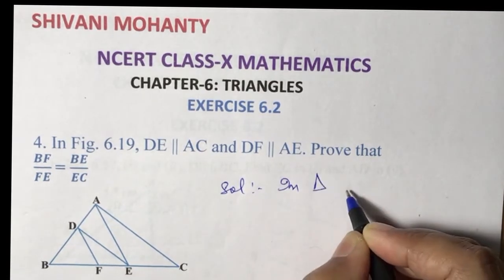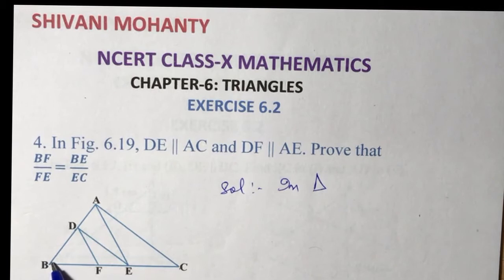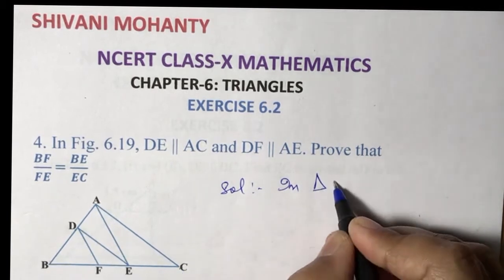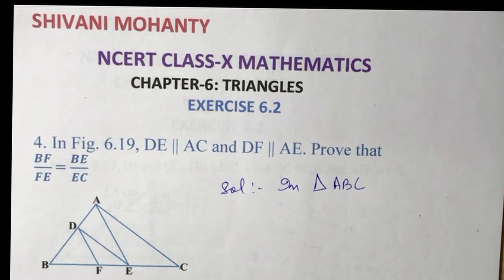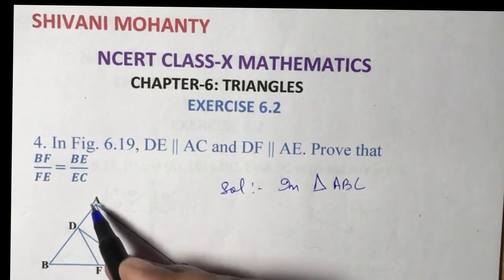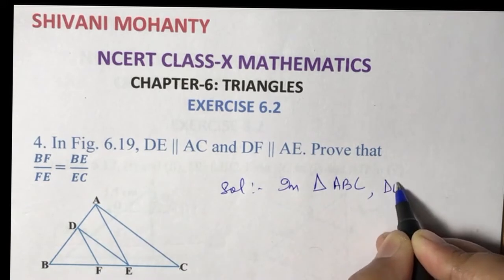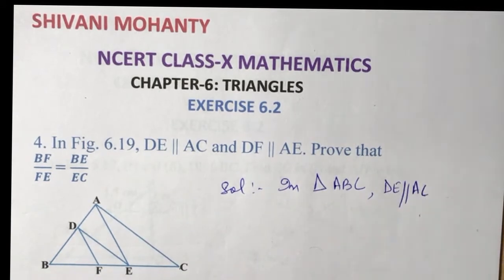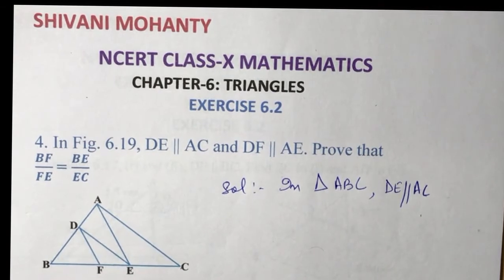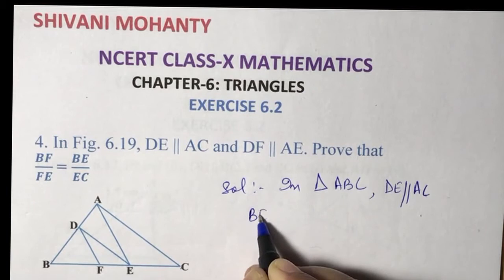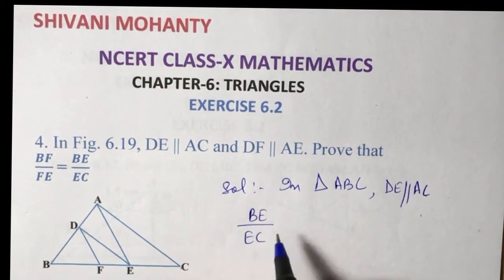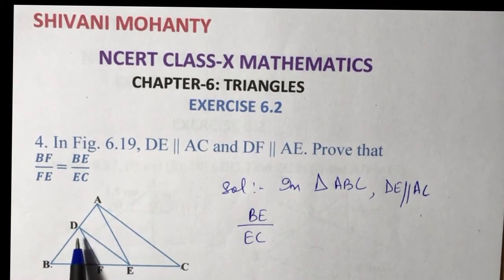In triangle ABC, what is given? DE is parallel to AC. Okay, fine. Now, if it is parallel to AC, then I can write BE by EC. See, BE by EC will be equal to BD by DA.